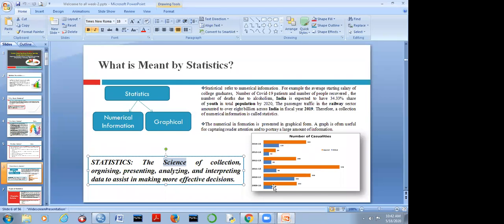This is our 2009-10, 10-11, 11-12, the last six years of data. You can easily analyze in which year more injuries happened. You will easily see from this orange bar that in 2011-12 more people were injured, and death cases were higher in 2010-11. The blue bar indicates death cases. Understood? Any doubt?